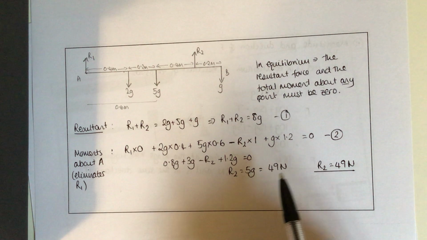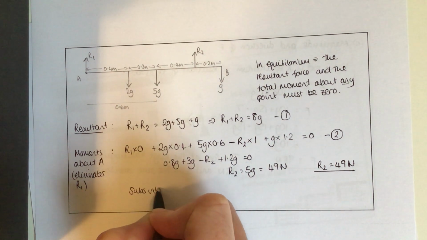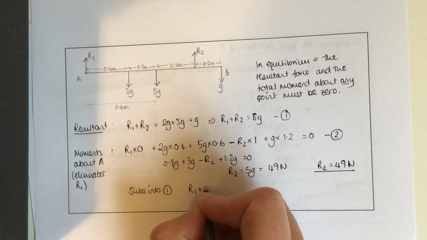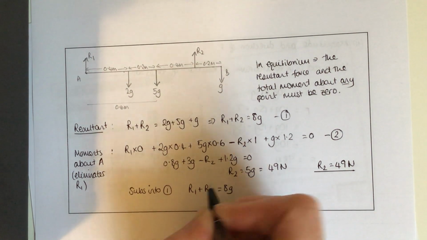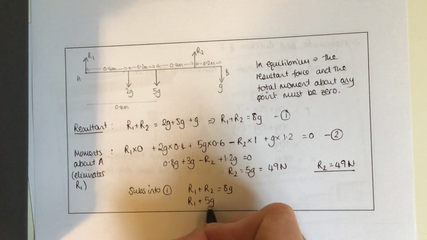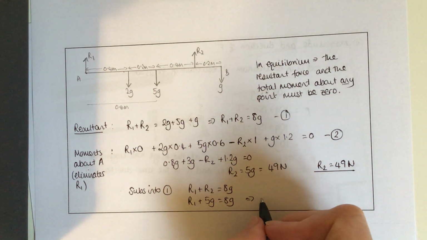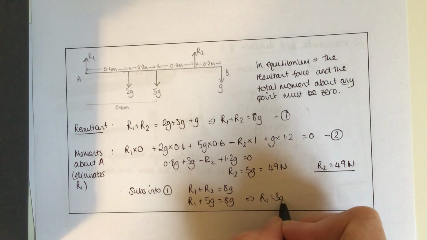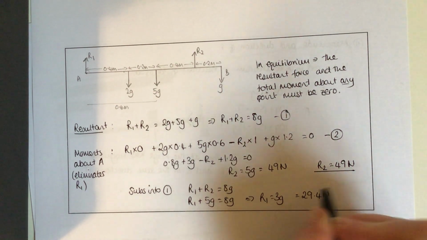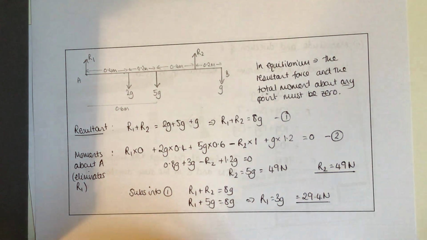Okay, so I'm going to use this fact now to substitute into equation 1, because I knew that I had R1 plus R2 equals 8g. So I can say, right, my R2, I've just worked out there, is 5g. I'm going to shift across a little bit. So I know then that my R1 is 3g, which is 29.4 newtons. Simply multiply by your 9.8. And there we have it, both of those.